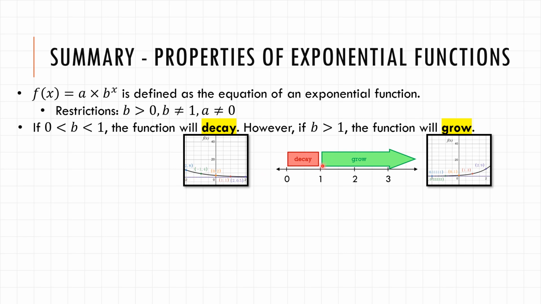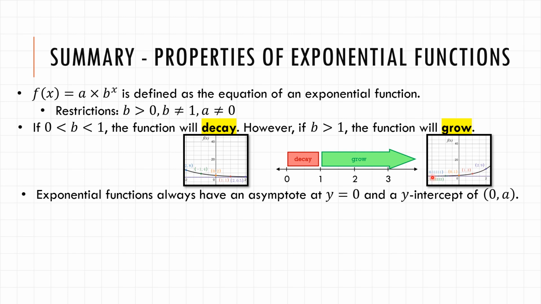Anything between 0 and 1. But if it's greater than 1, that means the function is actually growing, so it's increasing over time. All exponential functions have an asymptote at y equals 0. That's an imaginary line that the function gets closer and closer to, but never actually touches, and a y-intercept of (0, a), whatever the a value is here.